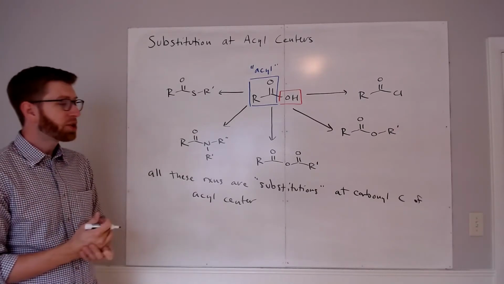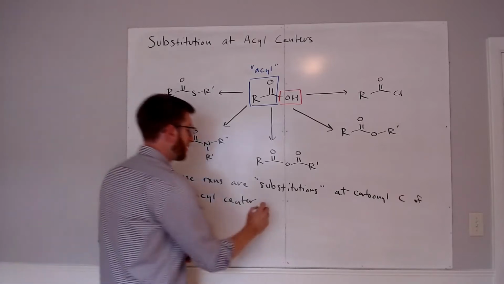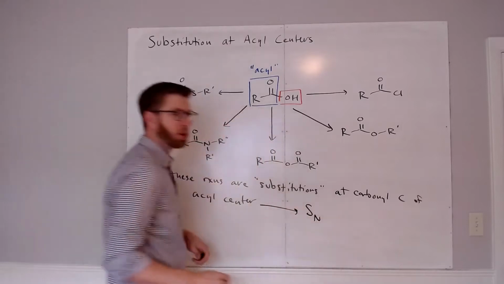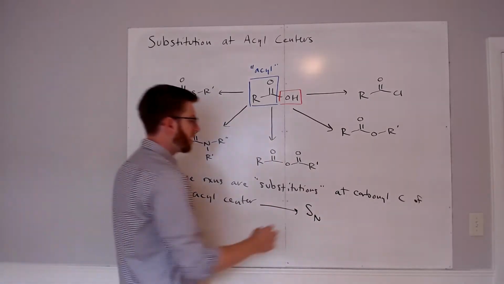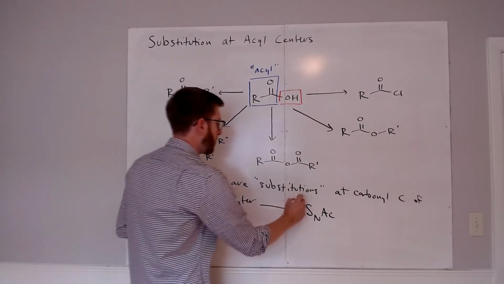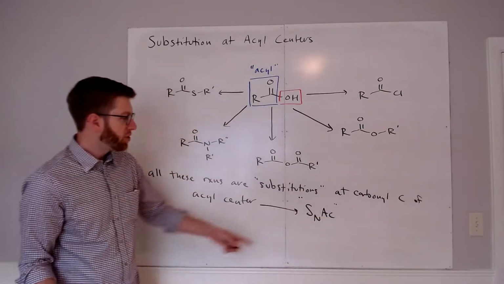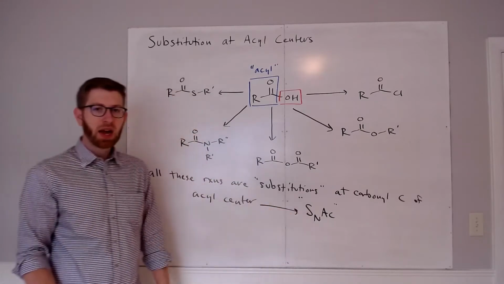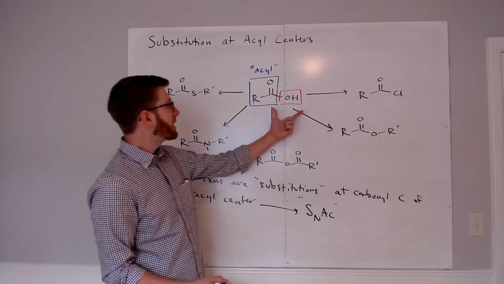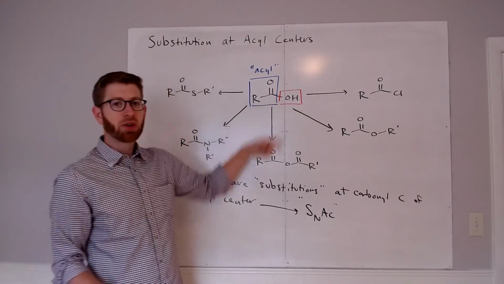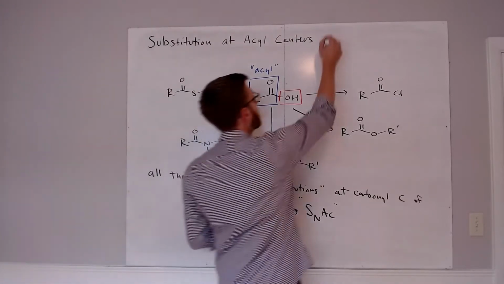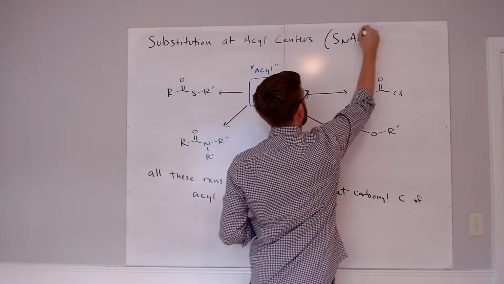We call these reactions SNAc processes. So S for substitution. As we'll see, there's going to be a nucleophile involved, N, and then we're doing this at an acyl center, AC. So when you see the abbreviation or acronym SNAc, what we're describing is a reaction that follows this pattern, that we're replacing something that's attached to a carbonyl carbon with something else. So we could say here that this unit is really about SNAc reactions.